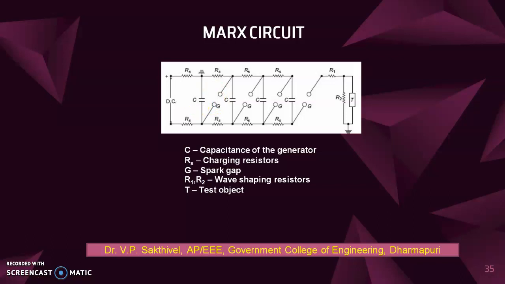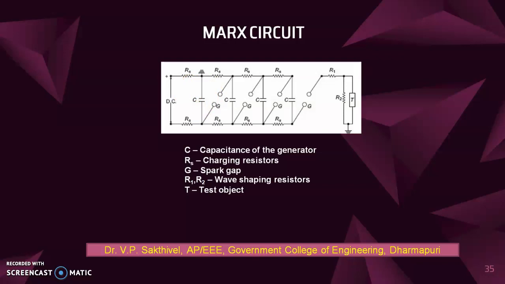Usually the charging resistance RS is chosen to limit the charging current to about 50 to 100 microamps, and the generator capacitance C is chosen such that the product of C and RS is about 10 seconds to 1 minute. And the sphere gap spacing is chosen in such a way that the breakdown voltage of the gap should be greater than the capacitor charging voltage V.